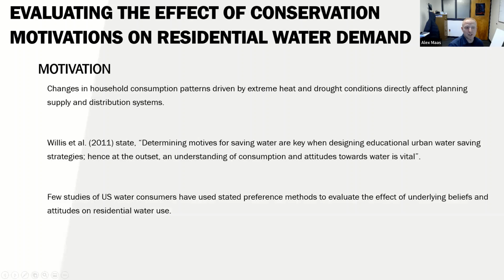Specifically, we know that changes in household consumption patterns driven by extreme heat and drought, which we're all experiencing at record rates nowadays, will affect our supply and distribution planning, right? We also know that determining motives for saving water are key when we're designing educational urban saving strategies. So we want to understand how consumption attitudes actually affect demand. And there's just very little work on this out there. So we thought, all right, let's at least plant a flag somewhere and see what our results are.